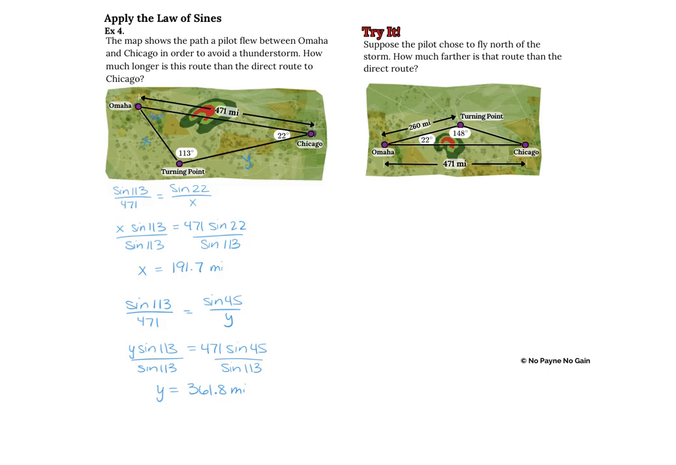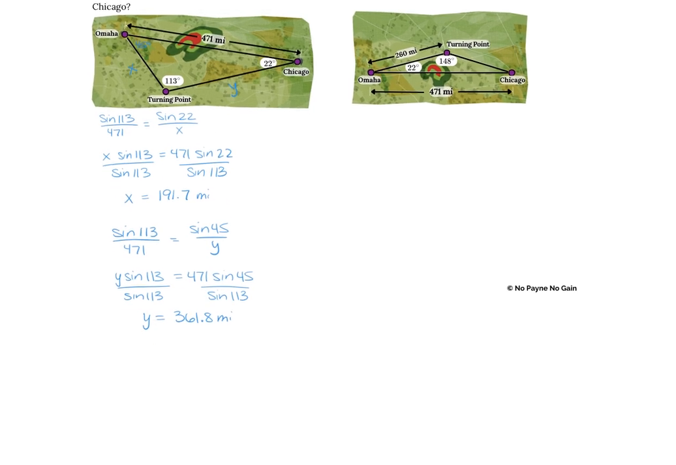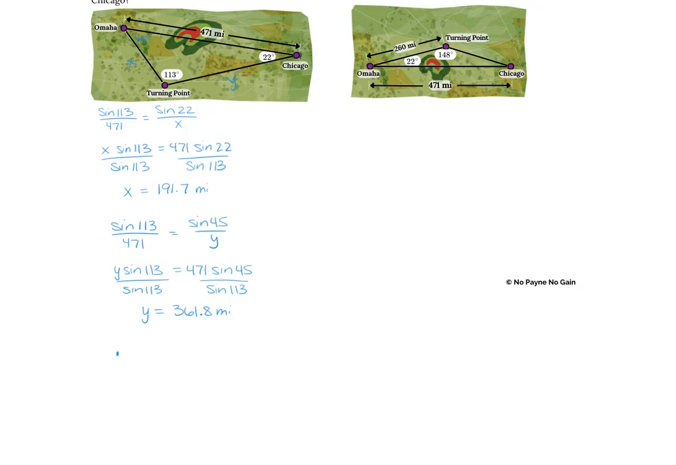They wanted us to figure out how much longer the route around the storm is instead of going directly to Chicago. If we went directly, it would be 471 miles. We want to figure out how much of a detour we had to take. So we're going to add these two together, 191.7 plus 361.8. So we went a total of 553 miles, 0.5.